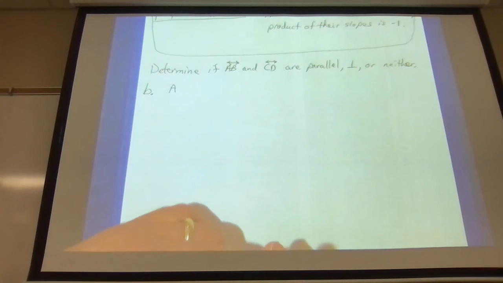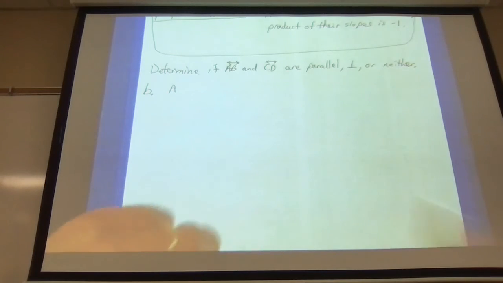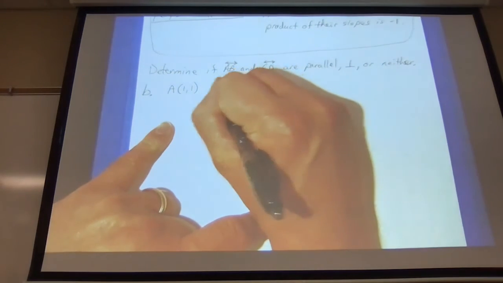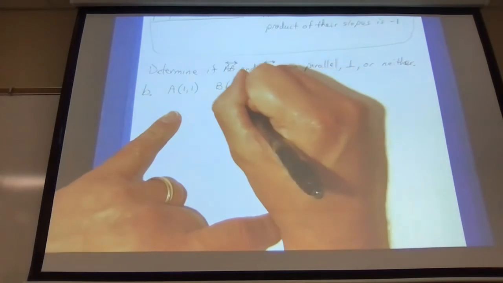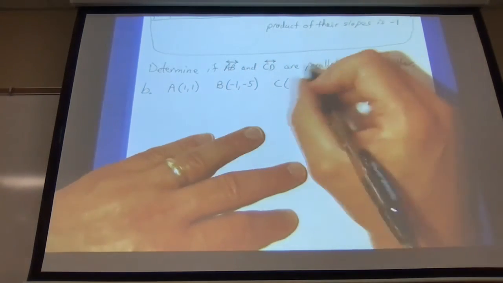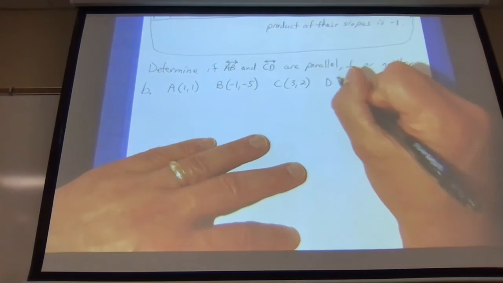Let's see. Something that works out nicely. Let's do point A is going to be at 1, 1. Point B is going to be at -1, -5. Point C is going to be at 3, 2. Point D is at 6, 1.